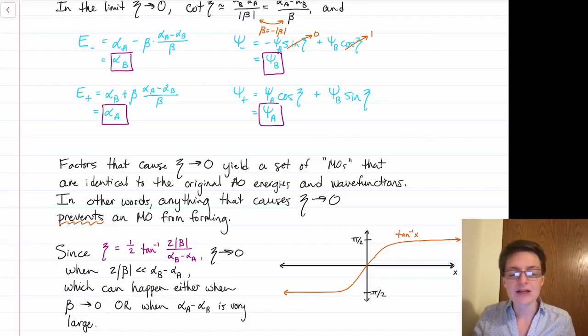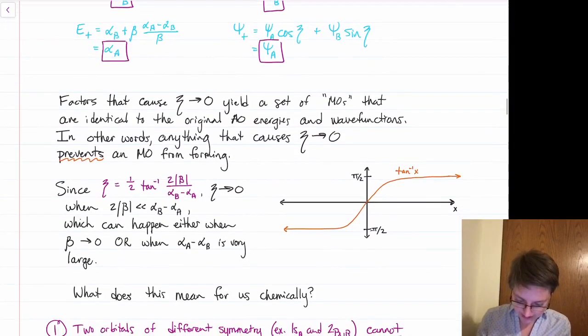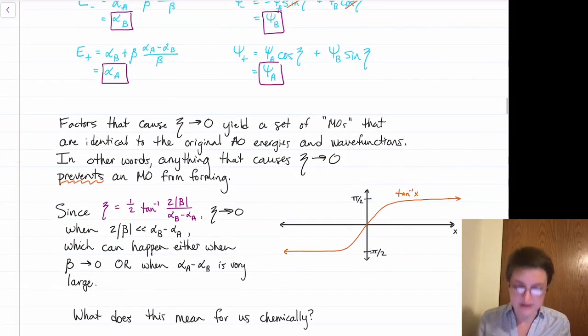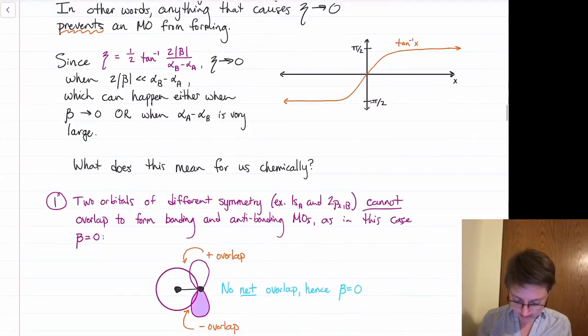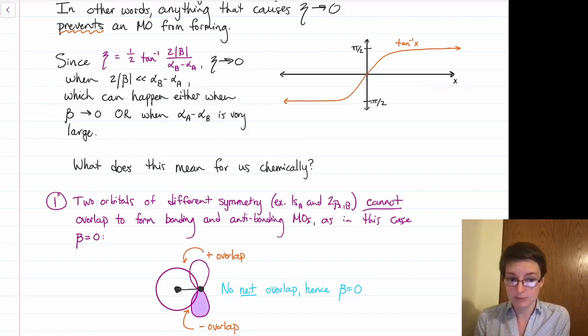So what that means for us is we need to now dig into what factors cause zeta to be 0. Zeta is equal to half inverse tangent of 2 times the magnitude of beta divided by the difference in these AO energies. And so zeta goes to 0 either when beta goes to 0 or when the denominator term becomes really big. So what that means for us chemically is that we can explore what would lead to beta going to 0, or what would lead to our difference in AO energies being very large. Where would we expect to see that?